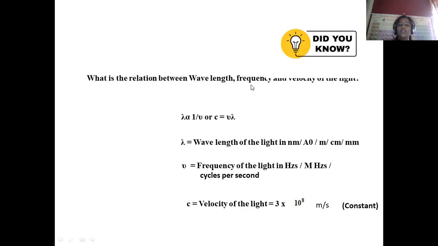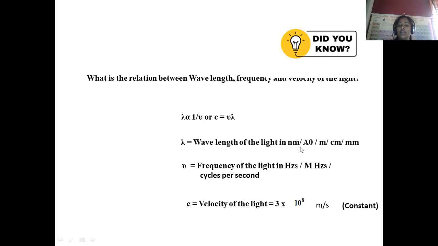Now we are going to correlate all the variables we discussed in a single term, a relation between the wavelength, the frequency and the velocity of light in a single formula. What's the formula? Lambda is proportional to 1 by nu. Wavelength and frequency are reciprocal to each other. As the frequency value increases, wavelength decreases and vice versa, right? So c = nu lambda is also another representation.